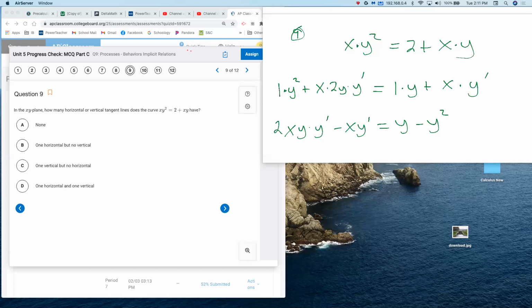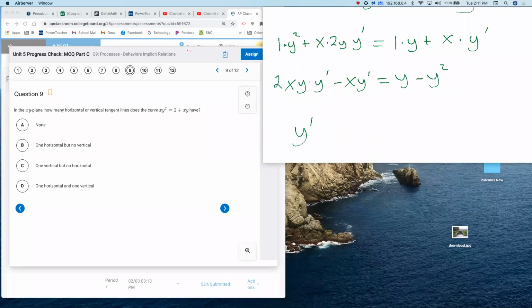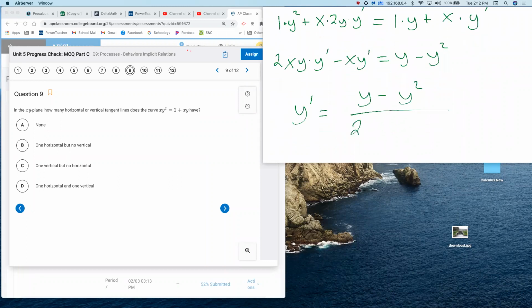So there, I moved this y squared over to this side. That's why it's negative now. I moved this x times y prime over to the other side. That's why it's negative now. If I factor out a y prime, I have y minus y squared divided by all this other stuff. And I have that.